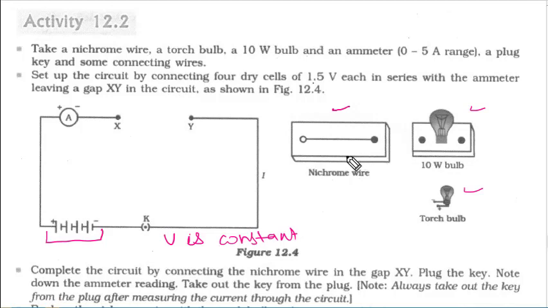And we will try to find out whether these components will use the same current or different current. So first of all, we will connect the nichrome wire across this XY and note down the value of current from the ammeter. Then we will remove the nichrome wire and we will put the 10-watt bulb across X and Y. Again we will find out the value of current through it. Then we will connect the torch bulb across X and Y. Again we will find out the value of current through the ammeter.